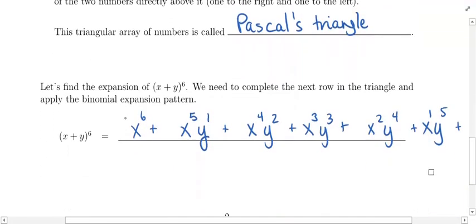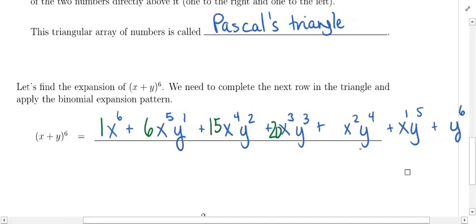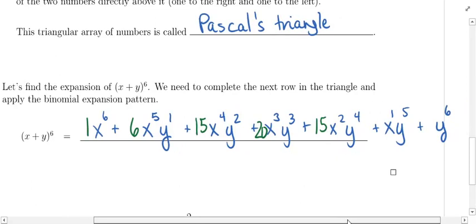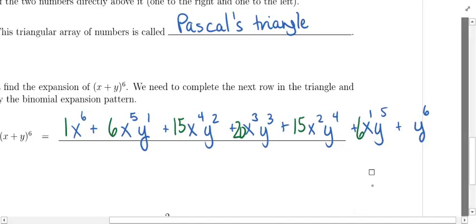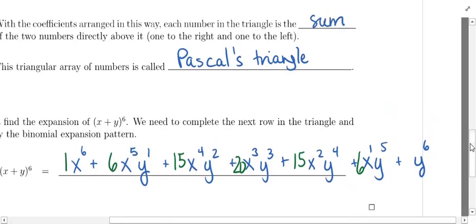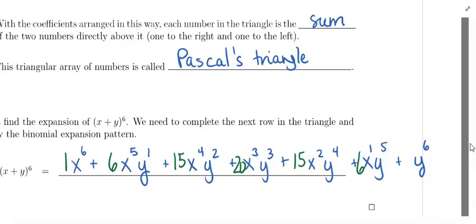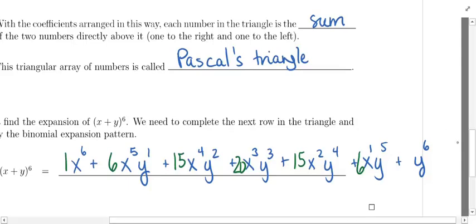So it's going to be 1 times x to the 6th, plus 6 times x to the 5th times y, plus 15x to the 4th times y squared, plus 20 x cubed y cubed, plus 15x squared y to the 4th, plus 6 x to the 1st y to the 5th, plus 1 times y to the 6th. Okay, so that's the expansion. Just by knowing all these patterns, we didn't have to do all of that work. As you get practice with this, the patterns kind of become clockwork to you, so it won't take as long to go through.